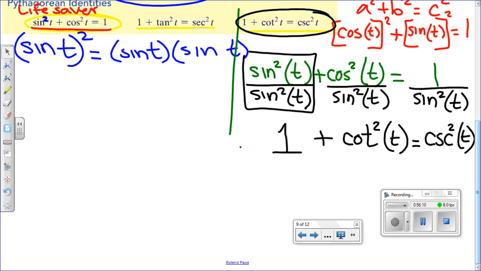Okay, now I want you guys to prove the other one, please. So to get started, instead of dividing by sine square, go ahead and divide everything by cosine square. And then see what you get. Just give it a try. Come on.